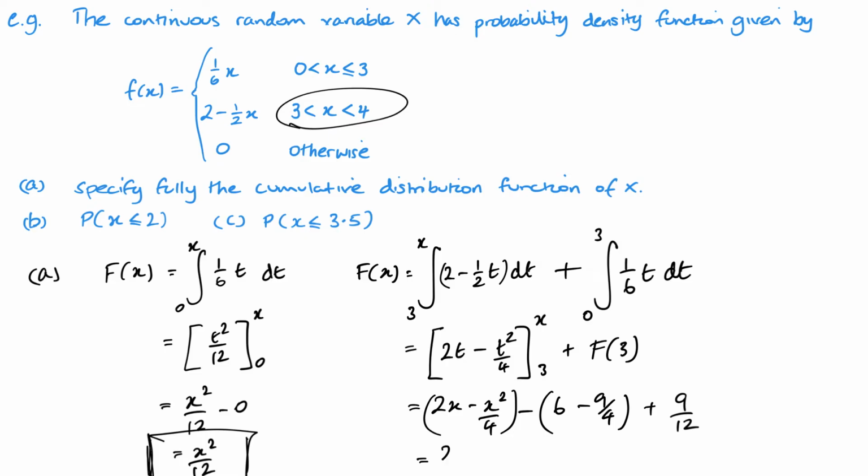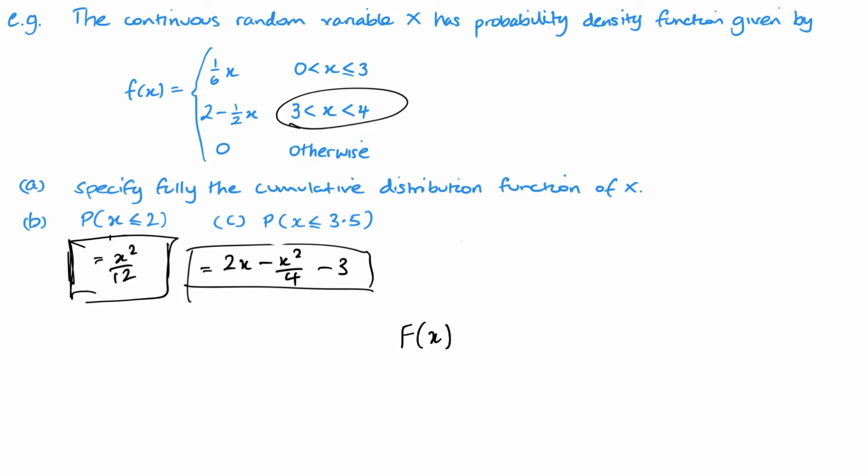So we've got 2x minus x squared over 4. And then I just need to sort out my constant. And that should give me negative 3. And there we have our second value. Now this means that I can now write down what my c.d.f is.